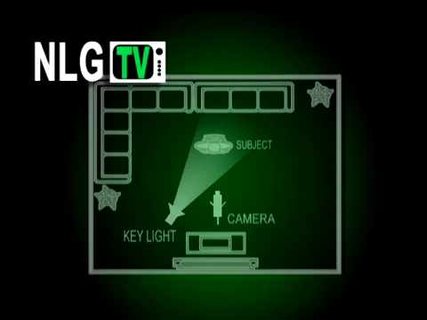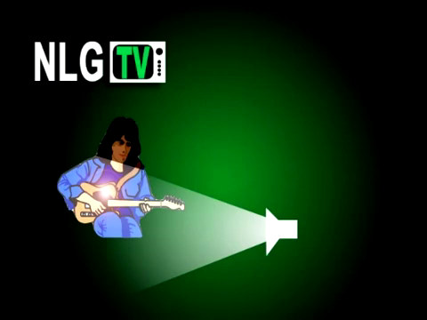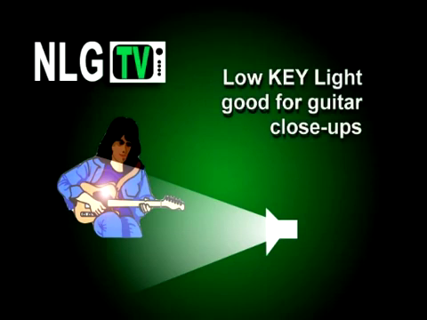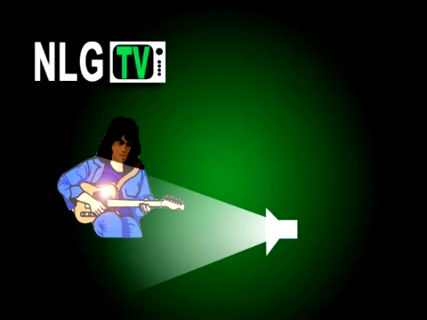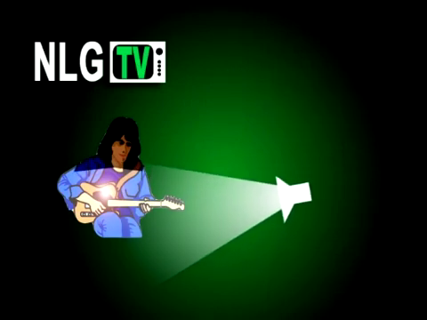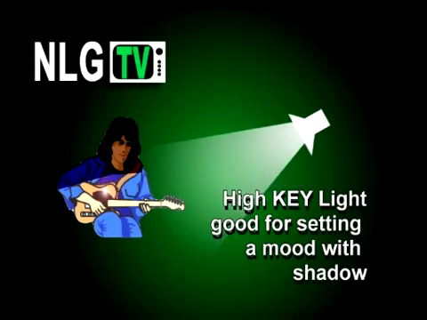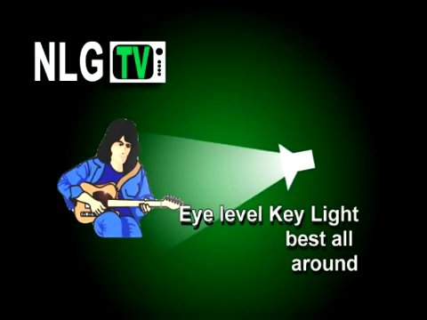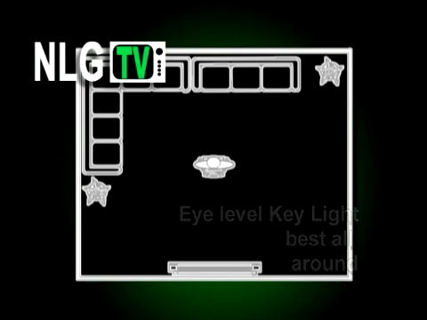How high or how low you set your key light will also affect your final look. A low set key light will cause a bright reflection on the shiny finish of your guitar, and one set too high will cause heavy shadows across you and your guitar. The best height position should be eye level.